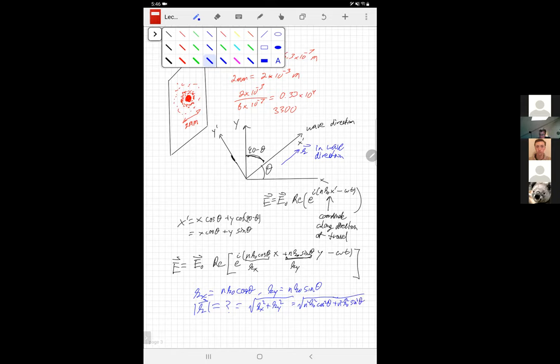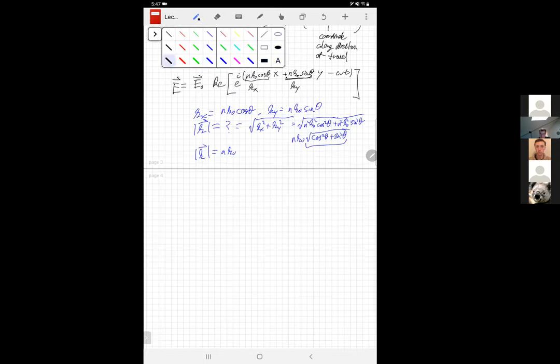I've got n squared k naught squared in both terms. I can pull that out, and the square root of that is just n k naught times the square root of cos squared theta plus sine squared theta. And that's one. So the length of k is n k naught, and the direction is the direction that the wave is going in. So we get e to the i (kx times x plus ky times y minus omega t).